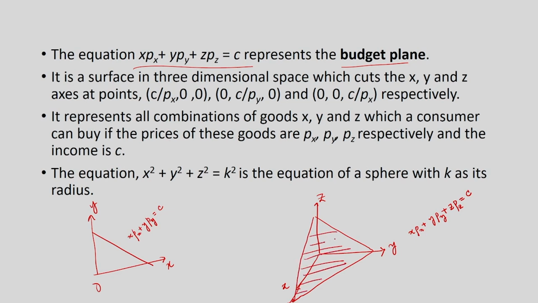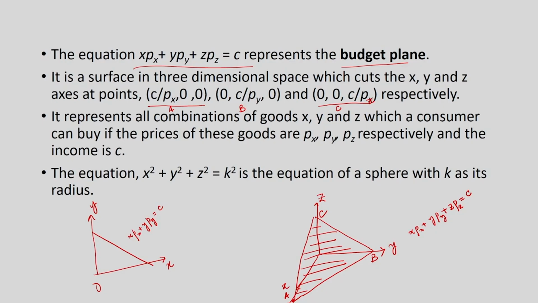It is a triangular plane which has some points of intersection with the 3 axes, and these are the points of intersection. C divided by px, 0, 0. So, this is that point. Suppose this is A, this is B, this is C. So, A represents this point, B represents this point, and C represents this particular point 0, 0, C divided by Pz, not Px.